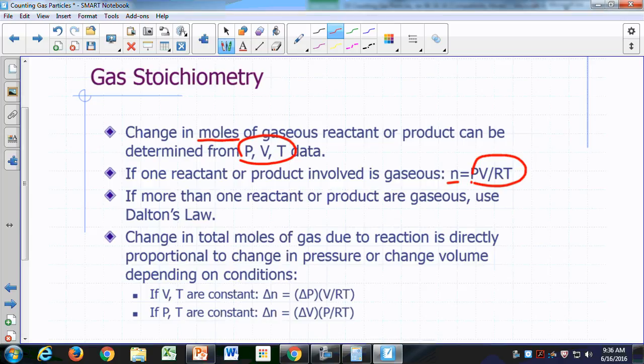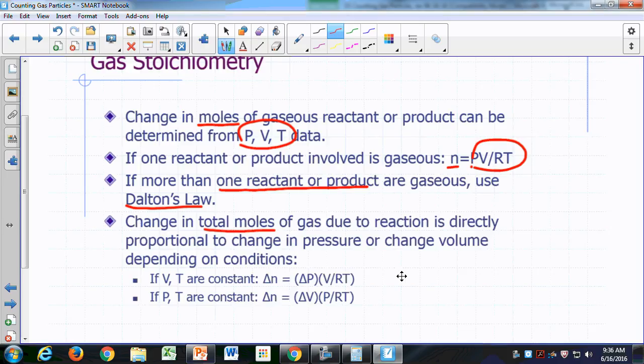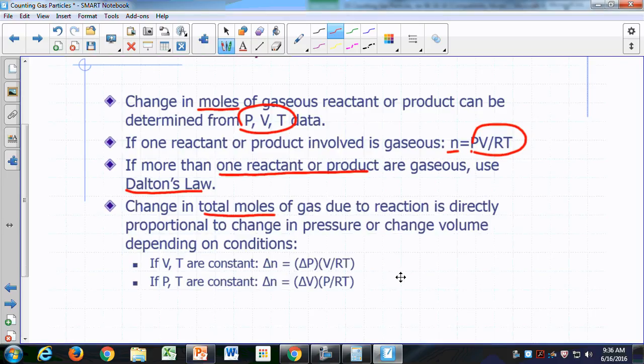Now, if you have more than one reactant or product that's gaseous, you're going to have to use Dalton's law. So you're going to have to deal with partial pressures to get the moles of your reactant or product that might be gaseous. Typically, you would have enough information to figure out the total moles of gas in a reaction from the change in the total pressure or the change in the total volume.